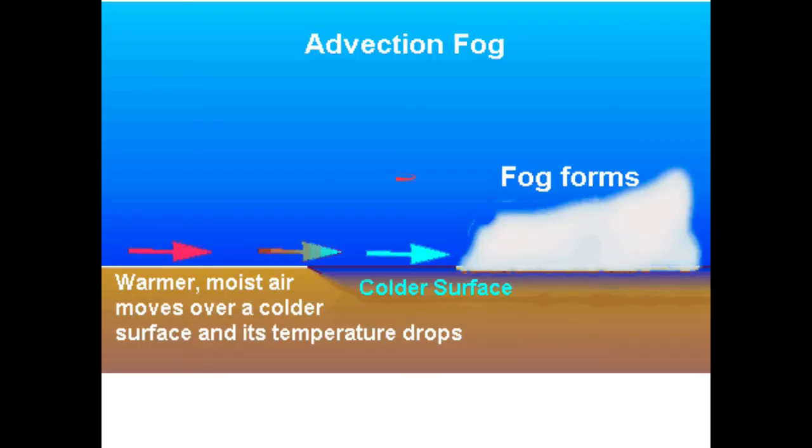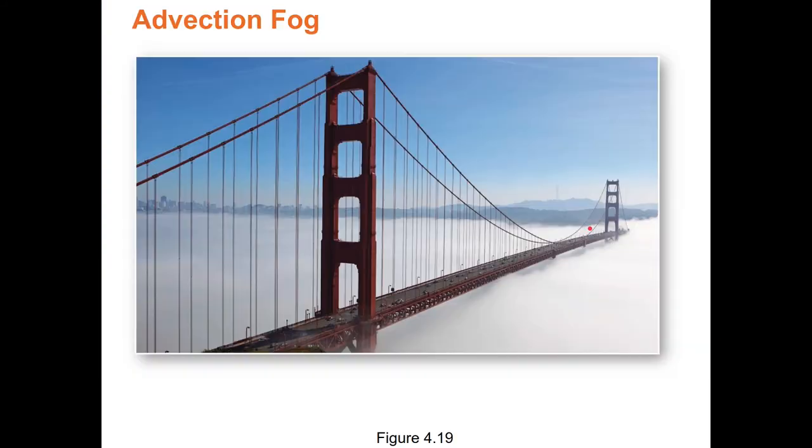Advection fog, I did not make these graphics. I just love them because they're so cheesy. You got warm, moist air moving sideways over a colder surface, which cools it, and then you get fog. That's it. San Francisco, Karl, advection fog. You get air moving over cold ocean, which cools it, and you get fog.